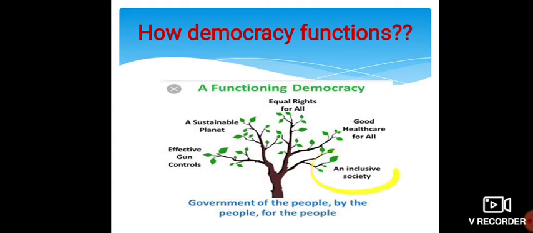An inclusive society, which means everyone is included in the society. No one is deprived of their rights. And a sustainable planet, which means everyone works for the common goal towards uplifting the benefit of each and every individual. And effective conflict control.